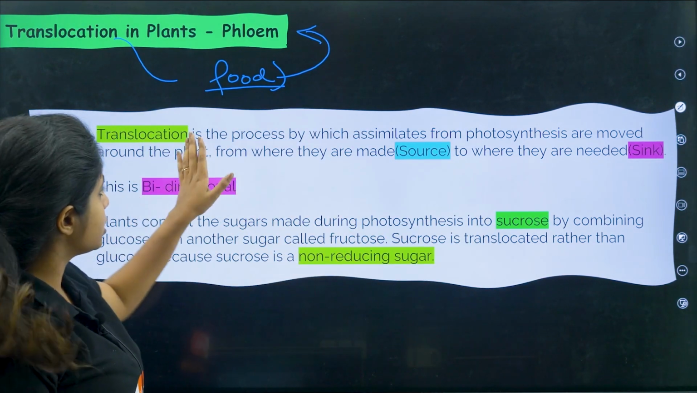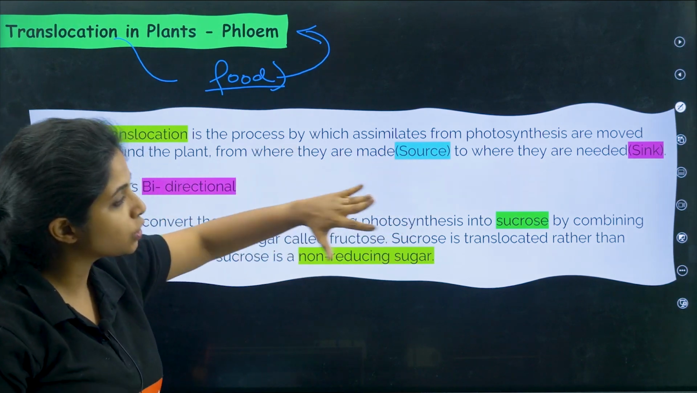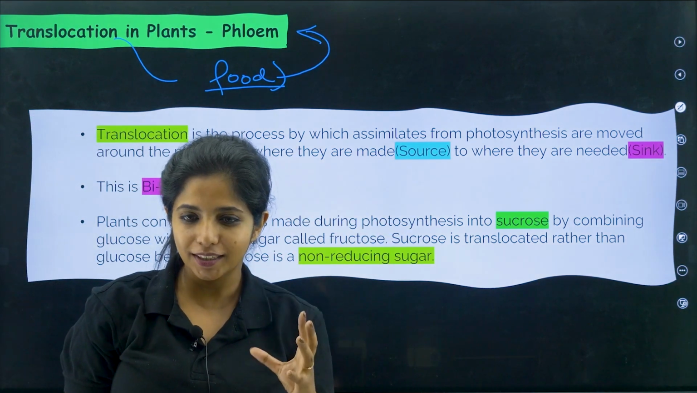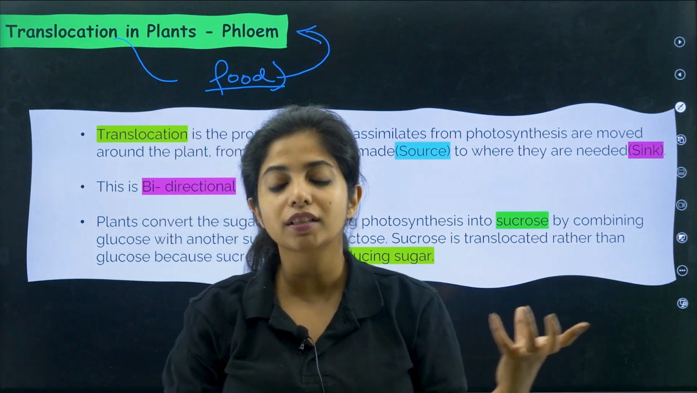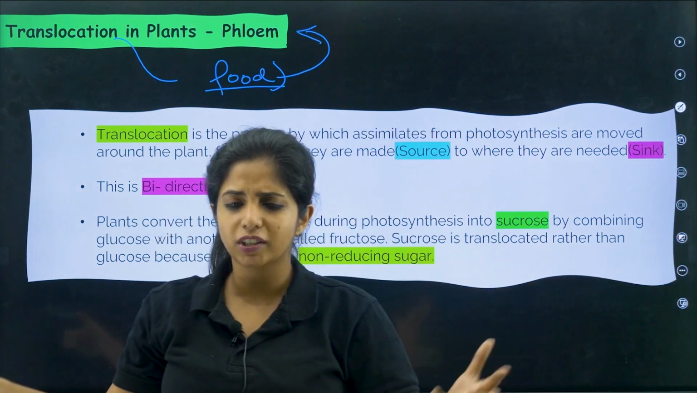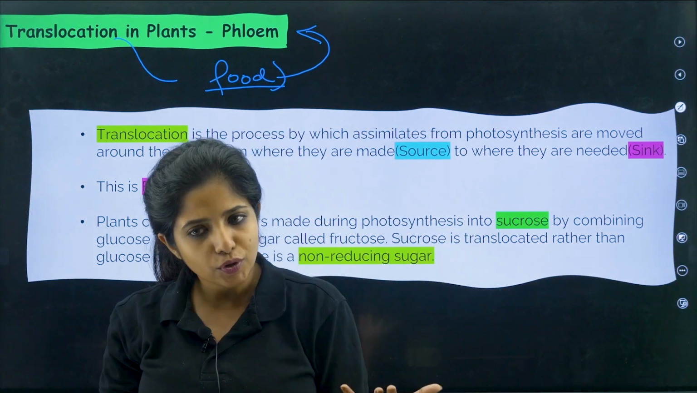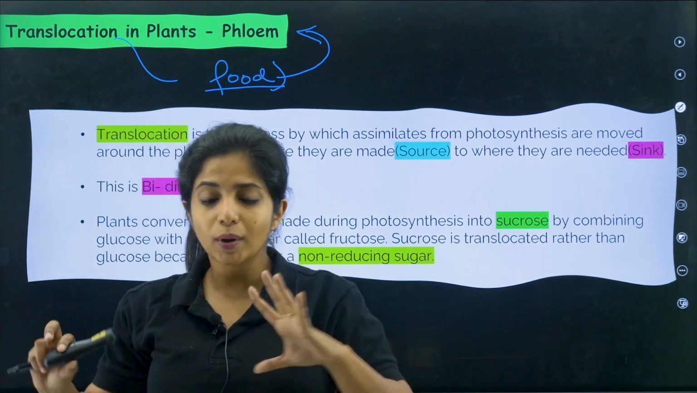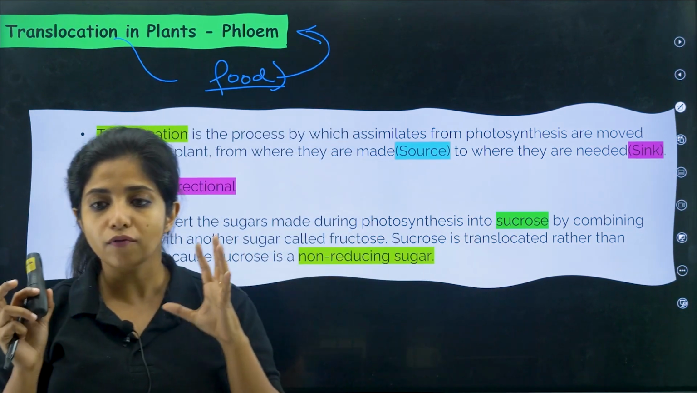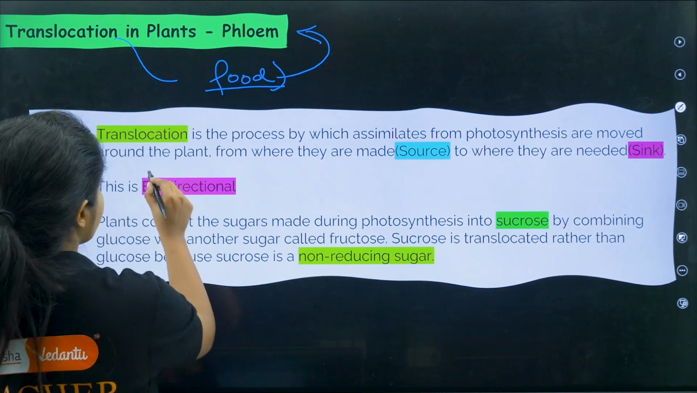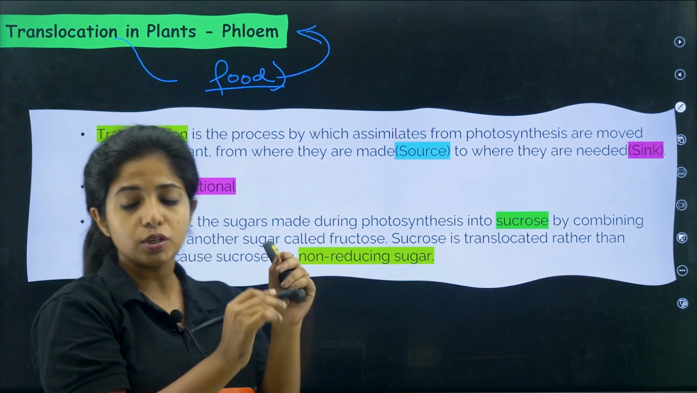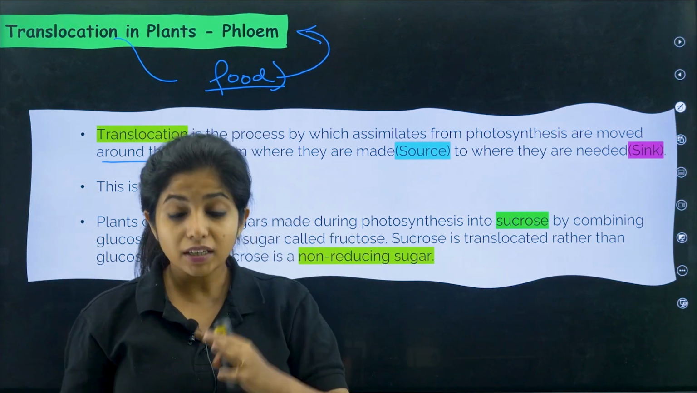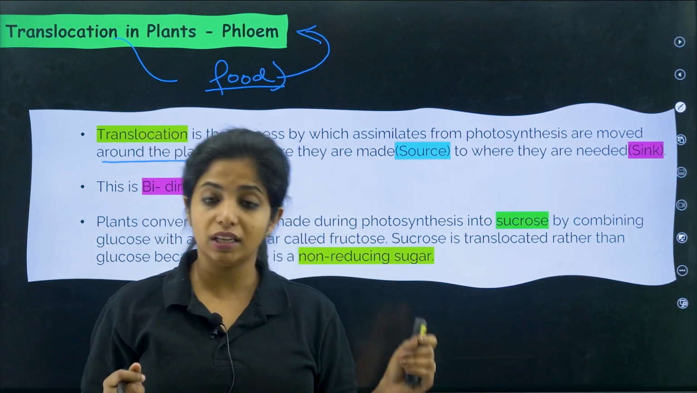So translocation is the process by which assimilates from photosynthesis are moved. Basically, in photosynthesis, things are being made and you call them assimilates. Whatever thing is being made. For example, glucose. Now, this glucose has to be converted to starch, so it could be starch as well. So, anyways, whatever it is, the assimilates from photosynthesis are moved around the plant. Translocation is that process where you are moving around the assimilates, or basically the food product that is made with the help of photosynthesis around the plant.